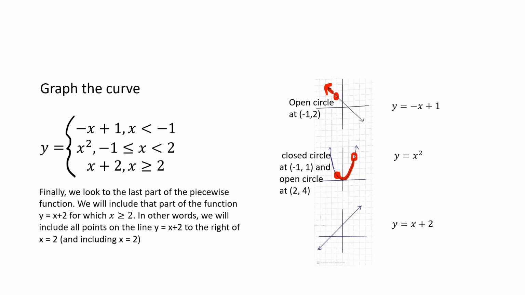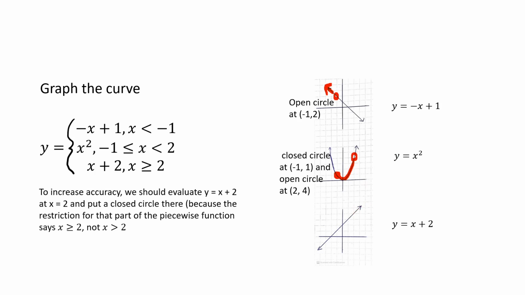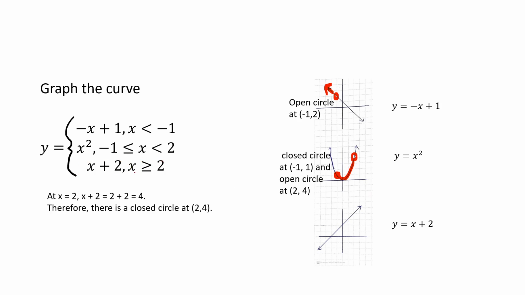And finally, we're going to look at the last part of the piecewise function. We want to include that part of the function y equals x plus 2 for which x is greater than or equal to 2. So we're going to include all the points on the line y equals x plus 2 to the right of x equals 2 and including x equals 2. So at x equals 2 out here, we're going to put a closed circle and we're going to include all these points. Okay? But we should know the exact location of that closed circle. The way we figure that out is we take this x value of 2 and plug it into that rule to make sure we know exactly where it goes. We see the closed circle will be at (2, 4).